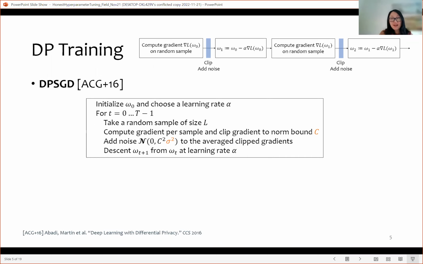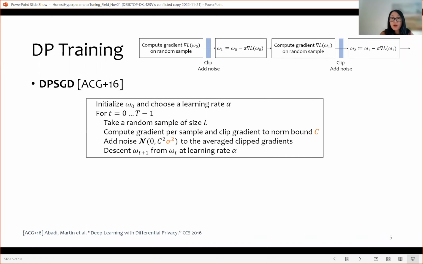First of all, you initialize the parameters in the model, then take a sample from the training data and compute the gradient over the sample, right? The difference between DPSGD and the non-private version is that here we have to clip the gradient to a bound, let's say C. The idea of this clipping step is to ensure the contribution of one individual sample will not affect the output, or the gradient in this case, too much. It cannot be more than C, right?